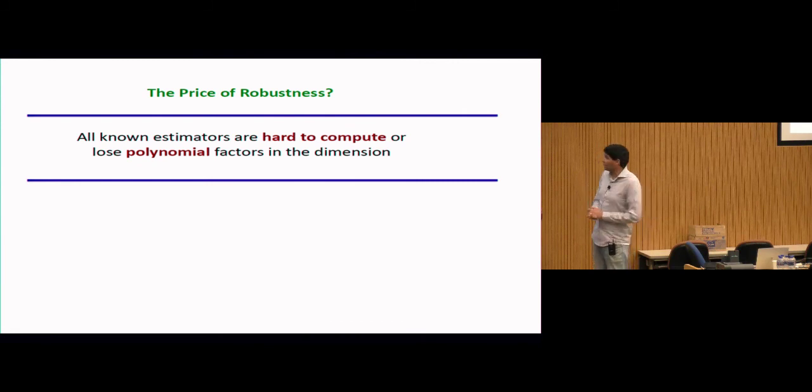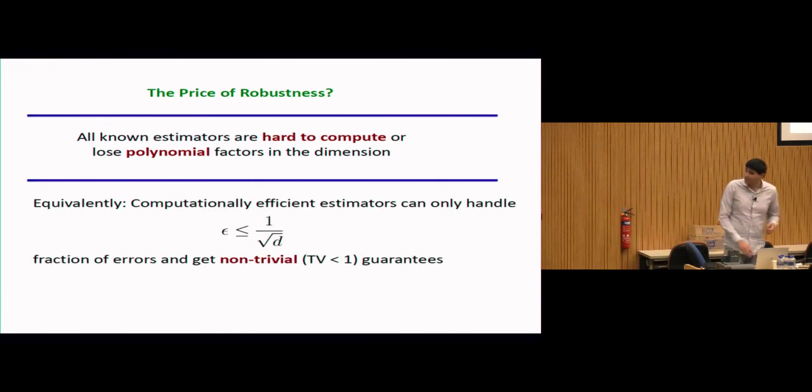But so in my field, in theoretical computer science, we love price of statements, right? We love the price of anarchy and all sorts of other things. So maybe this is just the price of being robust. So the state of affairs is that all the known estimators for this basic problem of robustly estimating the mean in high dimensions, they're either hard to compute, we need time exponential in the dimension, or they lose polynomial factors that depend on the dimension in their robustness guarantee.